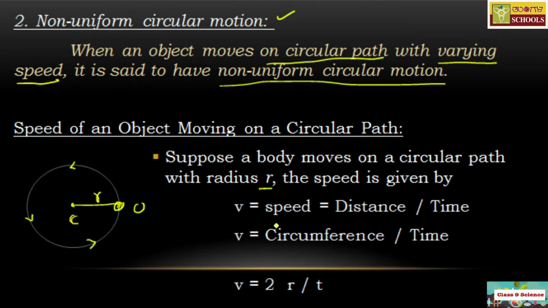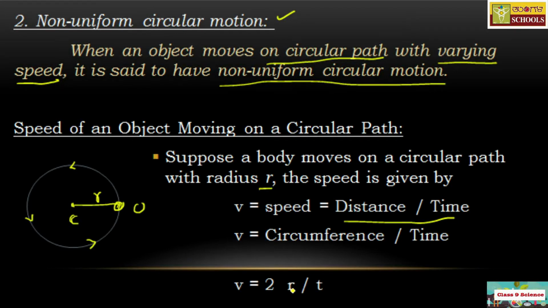V is equal to speed. Speed is equal to, we know that, distance by time. So speed is equal to distance by time. Here the distance can be the circumference of the circular path. Therefore, we can write v is equal to circumference divided by time.